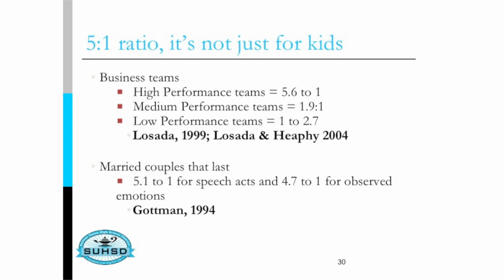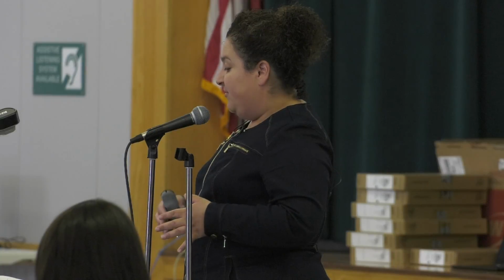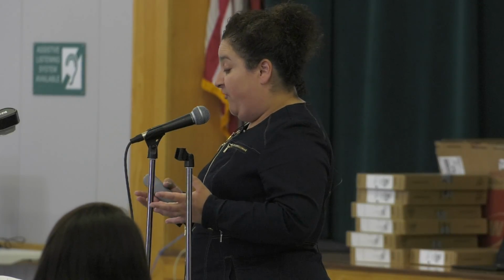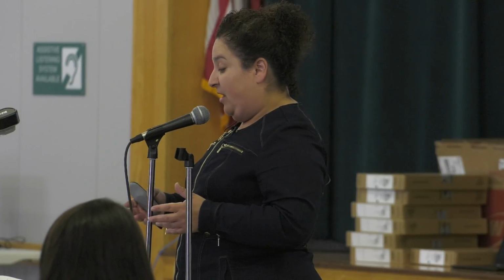So we find this works not only for students, but the research shows that the highest performing business teams had 5.6 positive interactions to every correction. And then married couples also find that 5-to-1 when they have verbal or speech act interactions, and for more observed, nonverbal interactions, it is 4-to-1. So we always want to make sure we're having way more positive things going on with our students, so that when we do correct them, it doesn't break down the relationship that we have.